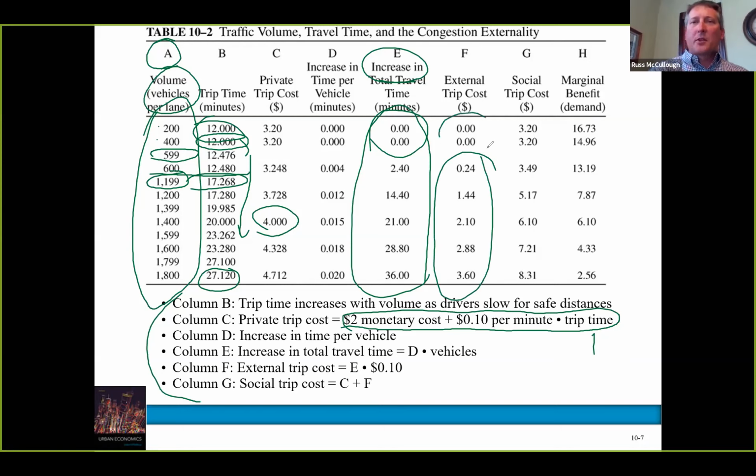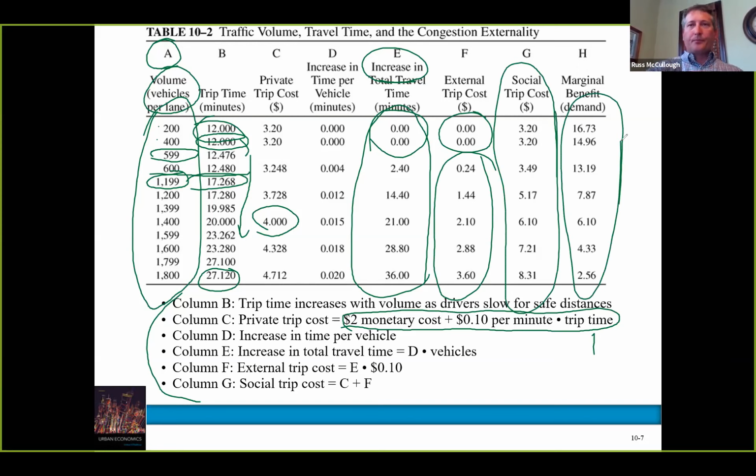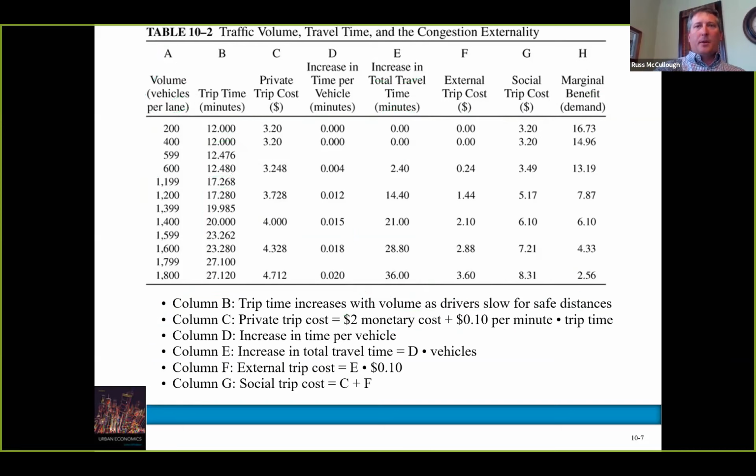There are no external costs when there's up to 400, and then it starts to slowly get more expensive, the amount that we're having other people bear. And that allows us then to add the private cost and the external cost to get the social cost. And then here's just the demand curve that we had. All right, so let's see what this ends up doing once we get those pieces together.